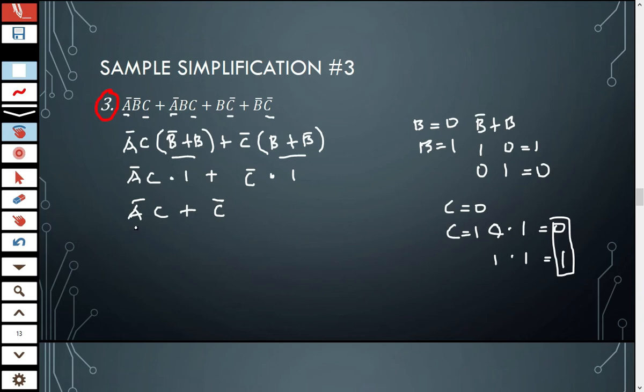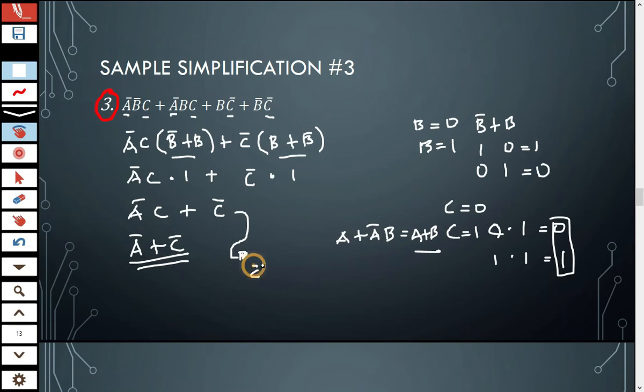Then on this part, we can apply the absorption property. So just like the rules for our Boolean algebra, we have there A plus not A, B is equal to just A plus B. So this becomes A plus not C. But if you want to expand this expression here, we can state that C plus C not A plus A not C. So this is the C and the AC.